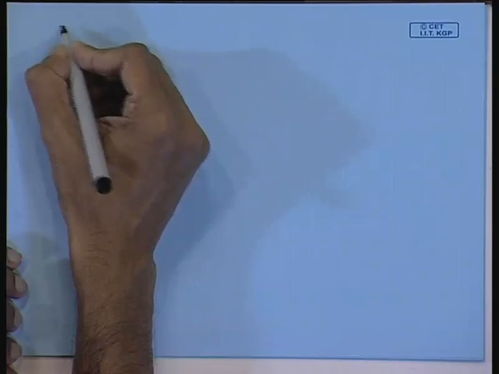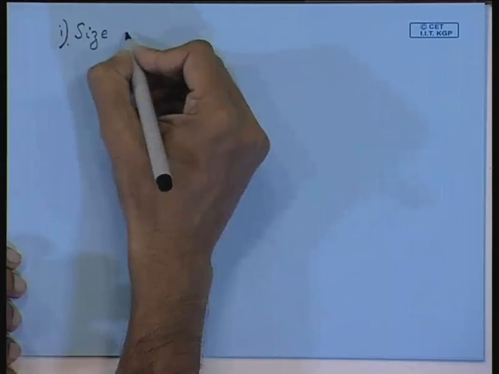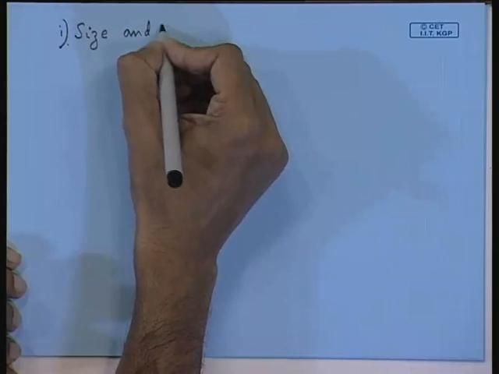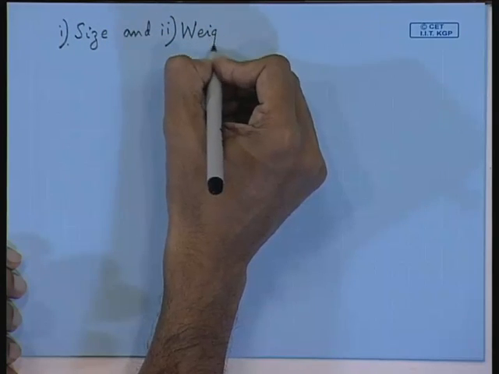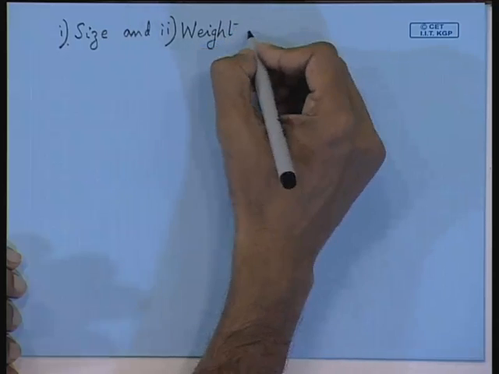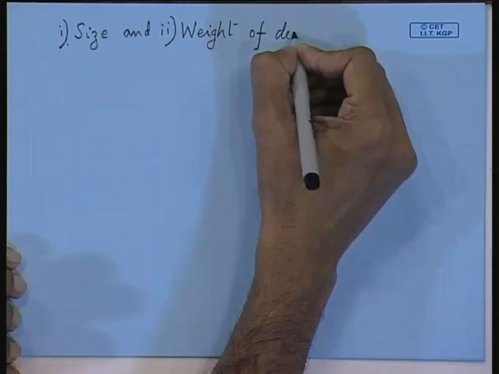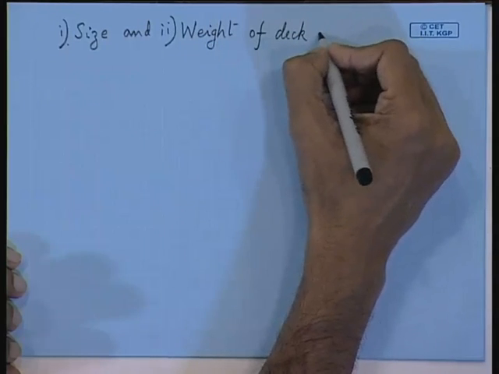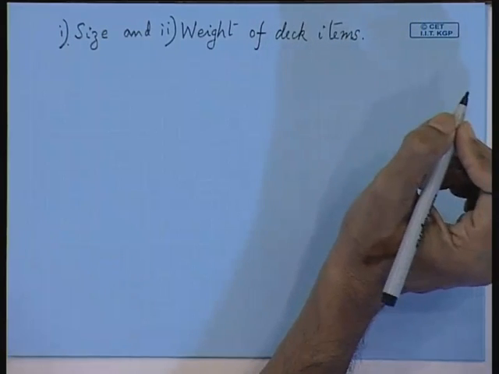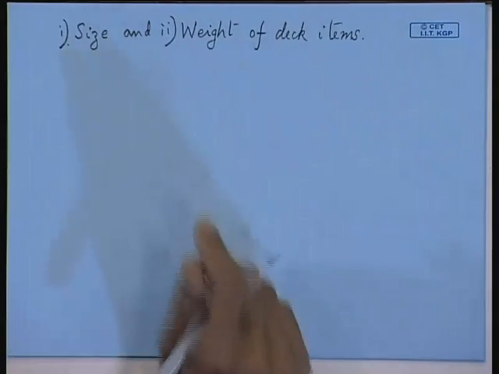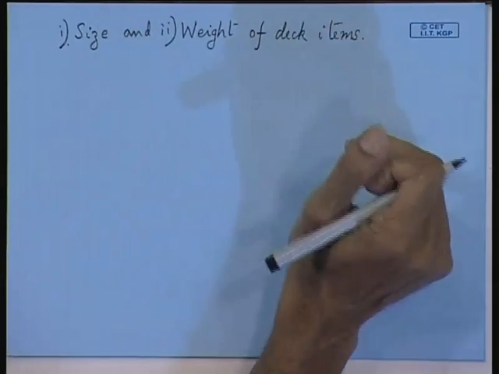One is size. And two is what? Weight. Weight of deck machinery items, or rather you write deck items. Size and weight. There are two governing parameters on deciding the nature of the deck, the layout of the deck and the size of the deck.